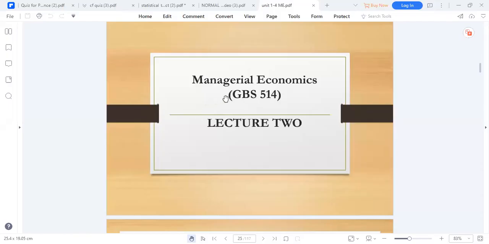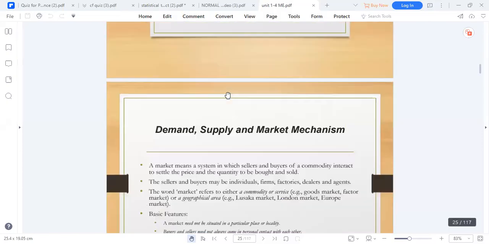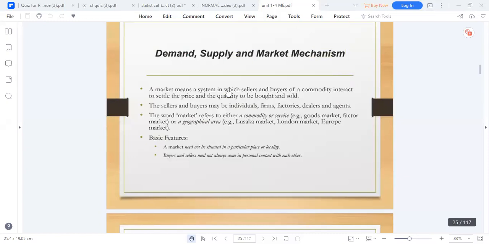Welcome to lecture 2 in our economics class, where we're going to look at demand, supply, and government interventions. So we'll begin by understanding the concept of a market.